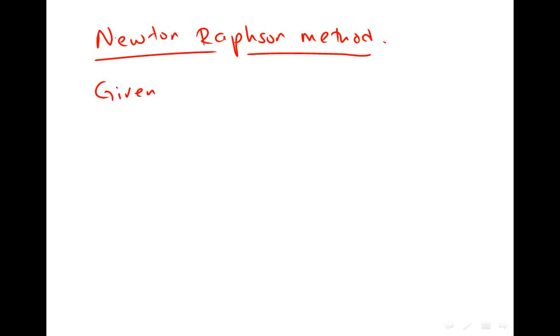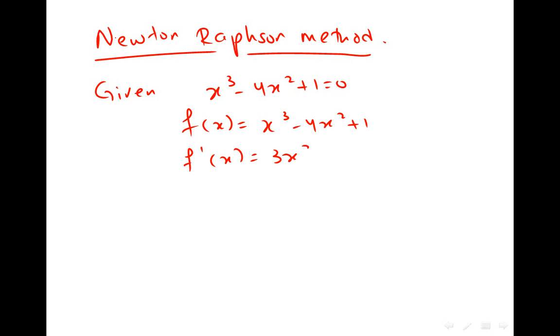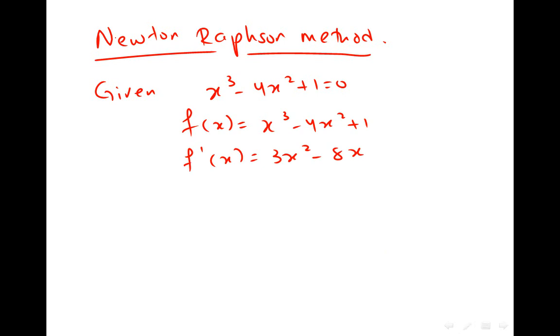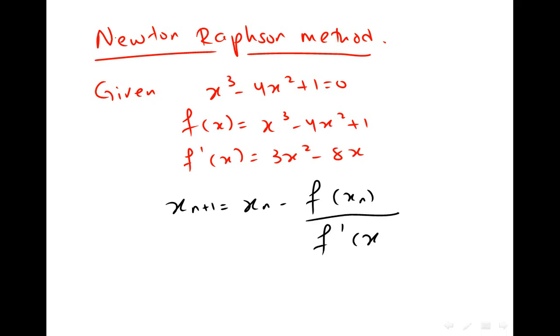Given, let's say that you have x cubed minus 4x squared plus 1 equal 0, then I will say that f of x equal x cubed minus 4x squared plus 1. Then I will find its derivative, which is 3x squared minus 8x. Okay. You still remember what's the formula for the Newton-Raphson method? It's x sub n plus 1 equal x of n minus f of xn over f derivative of xn.